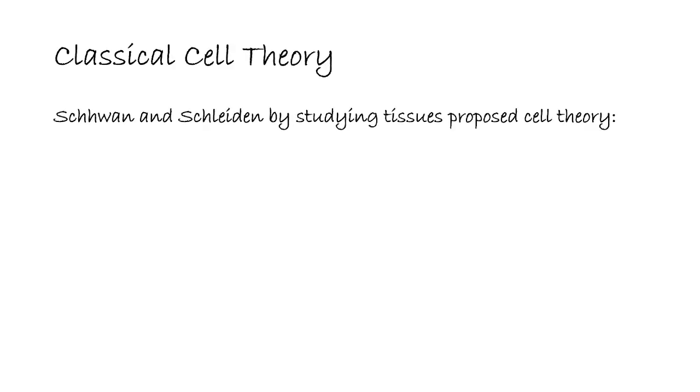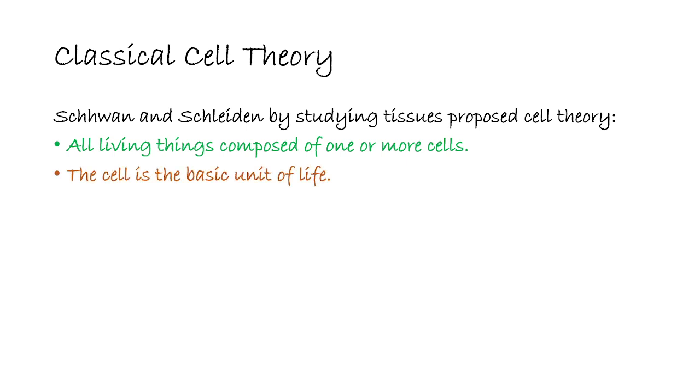It mentions that all living things are composed of one or more cells. The cell is the basic unit of life. That is, it is the building block of all living organisms. But this theory doesn't talk about how new cells are formed. So, Rudolf Virchow discovered that new cells arise from pre-existing cells. So, this discovery has modified the cell theory.